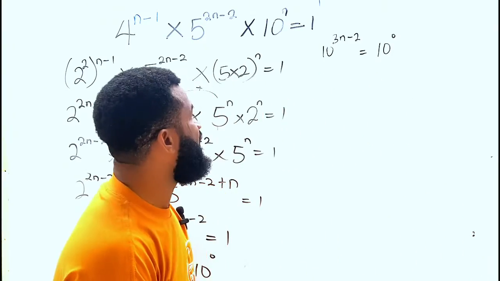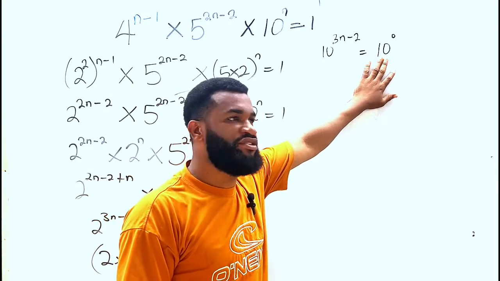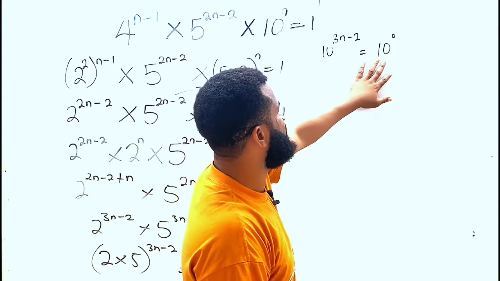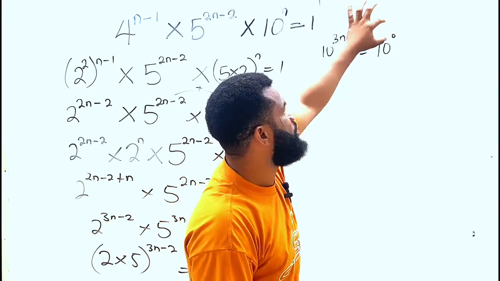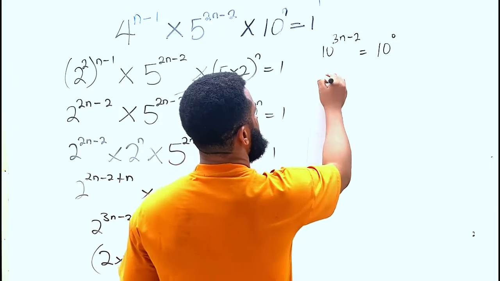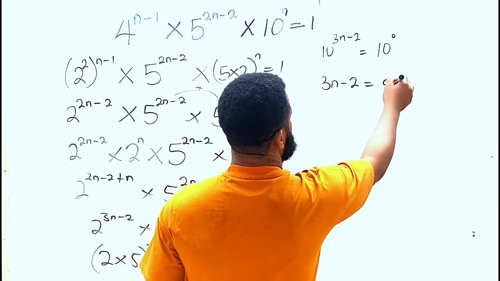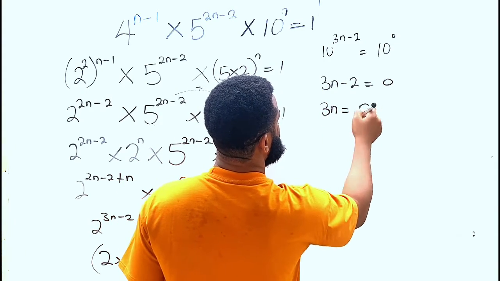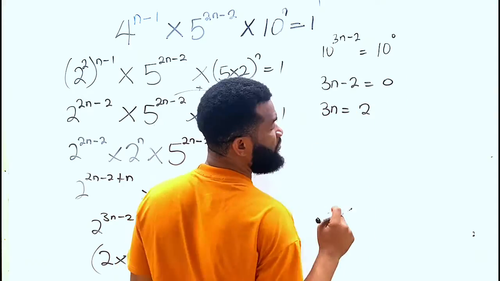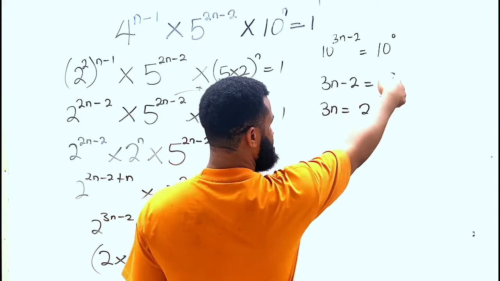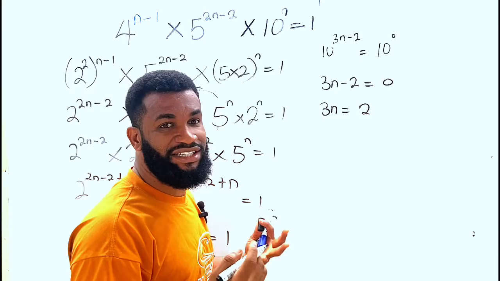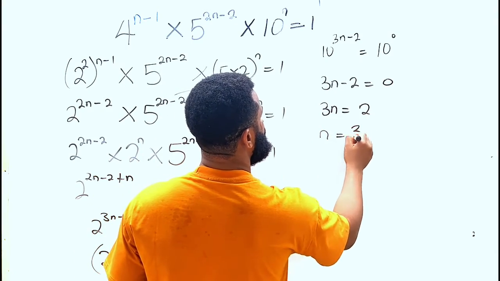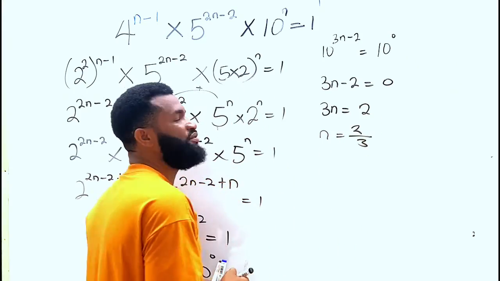Now, the reason I have to bring this to a base of 10 is because it's an exponential equation, and when the bases of both sides are the same, then you can equate the powers. So I'm going to say that 3n minus 2 is equal to 0. At this point, I can say that 3n is equal to 2, because 2 is minus here. It has to go there and become plus. Or you simply say adding 2 to both sides of the equation. So having 3n is equal to 2 over 3. That is the value of n.